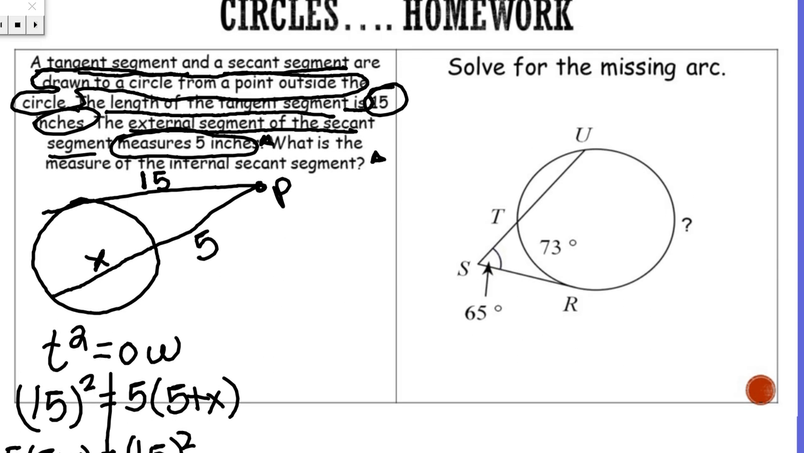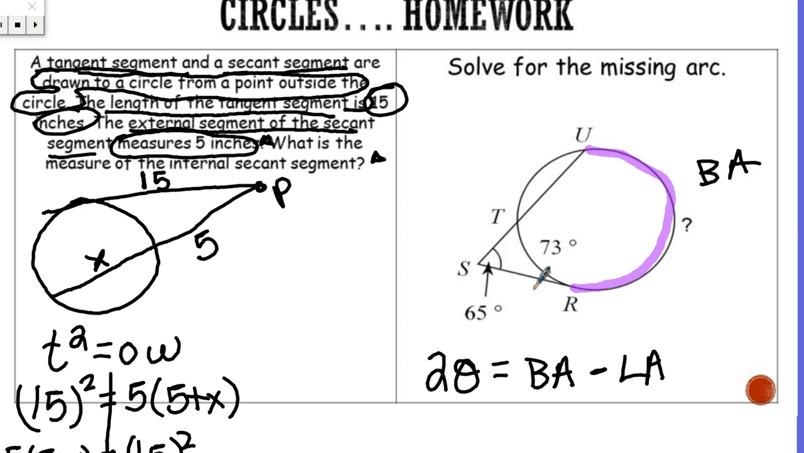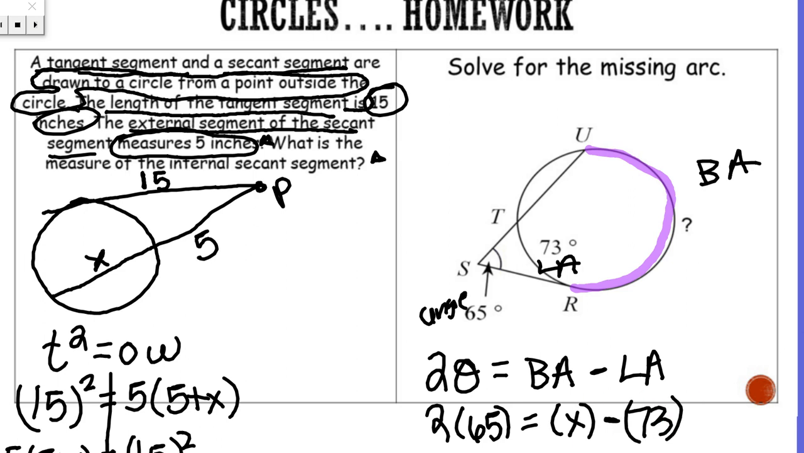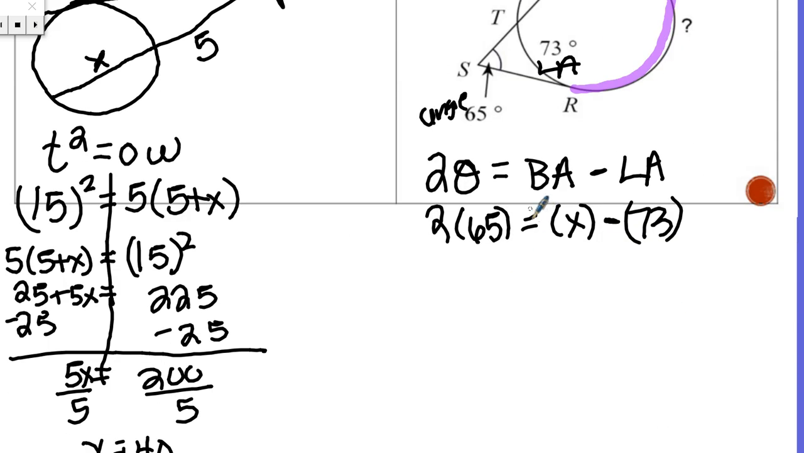Finished with that question. And now it says find the missing arc. That's this piece out here. Okay. So we have an angle on the outside, so we know we can do 2 theta equals the big arc minus the little arc. This would be the big arc, this would be the little arc, and this is the angle. So we're going to substitute in 2 times 65 equals the big arc, which we're going to call x, minus the little arc, 73. So here we got a situation. The x is on the wrong side, so we're going to switch that thing up.